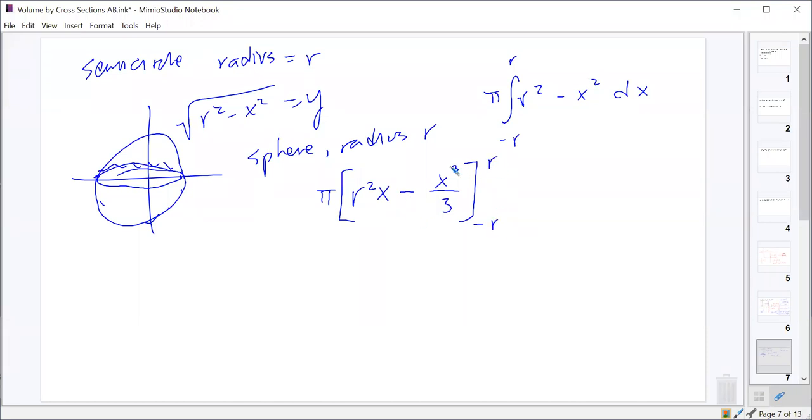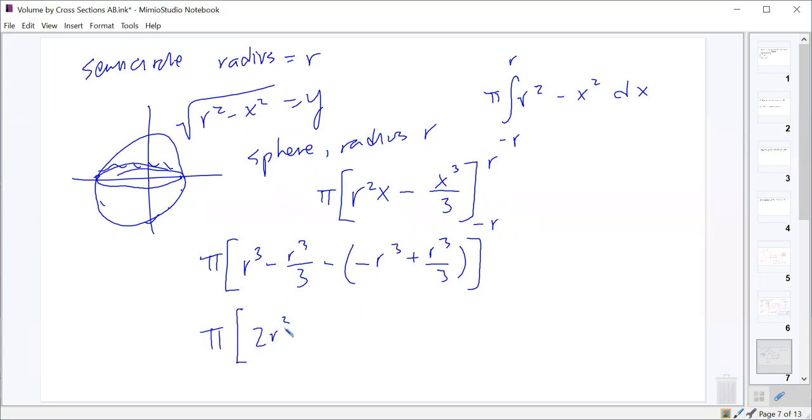So we're going to plug -r and r in for x and subtract. And what do we get? We get pi times r cubed minus r cubed over 3 minus -r cubed plus r cubed over 3. And we would find that we have a pi, we'd have a 2r cubed, and we'd have a minus 2/3 r cubed. And 2r cubed is 6r cubed over 3. So 6r cubed over 3 minus 2r cubed over 3 would be 4r cubed over 3. And we'd end up with 4/3 pi r cubed.